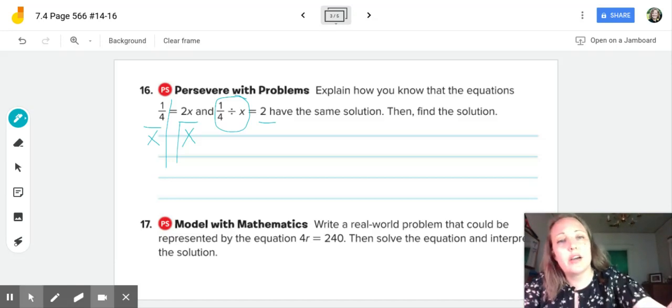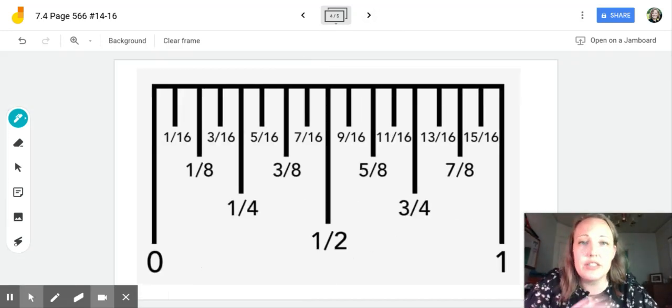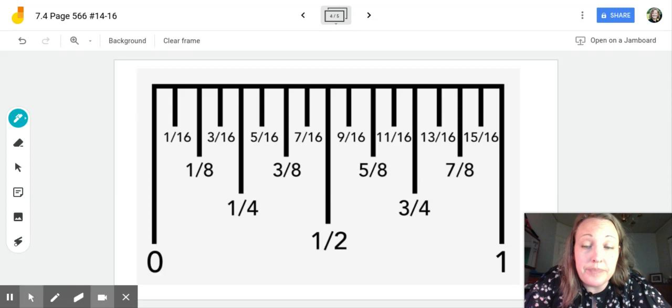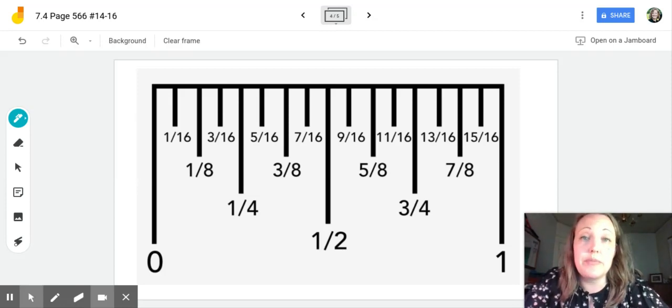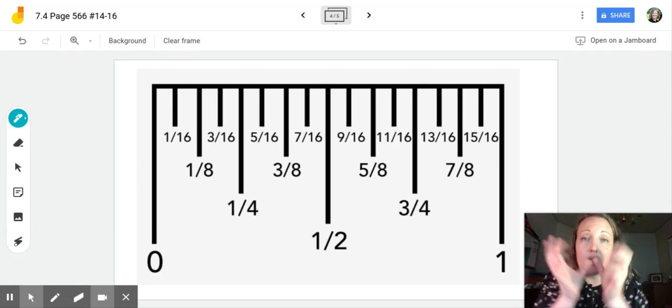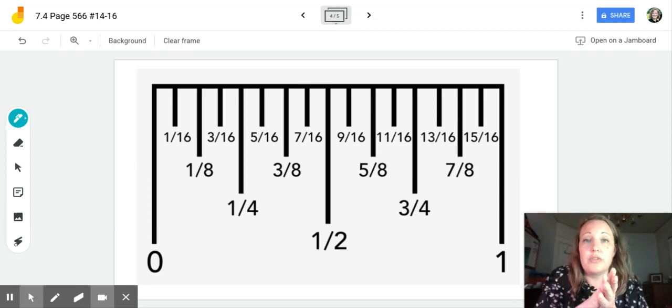But look at this. I want to show you. This is how I learned fractions in my dad's workshop when I was young. He was a shop teacher, but he was a woodworker, and he worked with metals, but there were rulers everywhere. And so the problem that we have says 1/4 is equal to 2 times something. So 2 somethings is equal to 1/4.